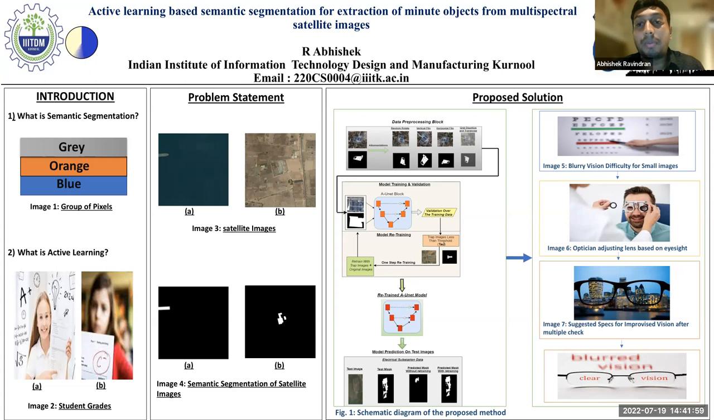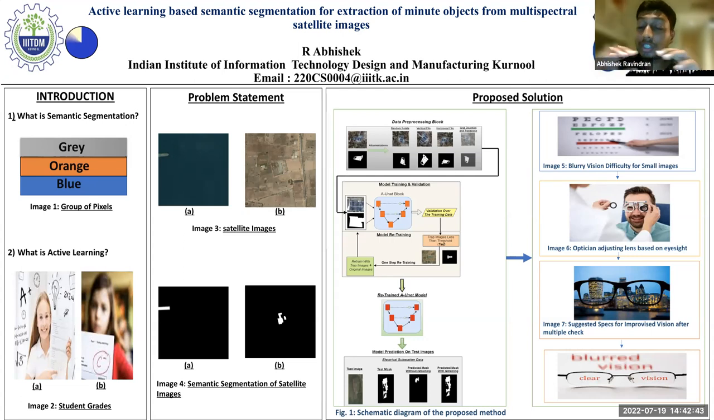Hence, to overcome this problem, we have proposed a solution using the methodology shown in the figure on the left-hand side. I'll try to explain this in a simpler manner with an example. Consider we have a vision problem, and we go to visit an optician. The first thing the optician does is give us a set of letters to read, and we see that we are not able to read the smaller letters. So the optician incrementally, or iteratively, keeps changing the lenses in such a way that we are able to visualize the objects clearly. This iteration is continued until we are able to see the object clearly.